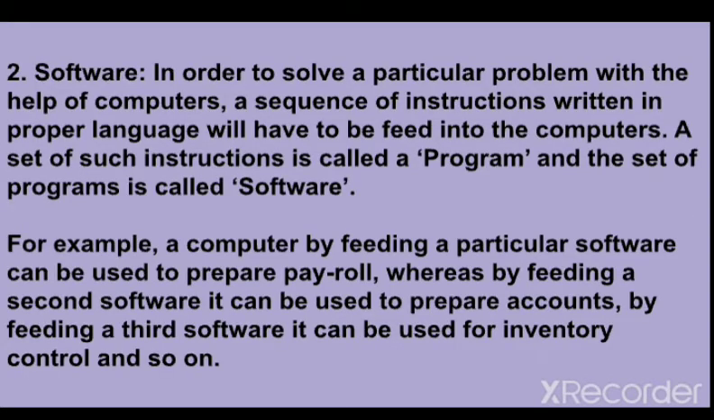And software is this: in order to solve a particular problem with the help of computers, a sequence of instructions written in a proper language will have to be fed into the computer. A set of such instructions is called a program, and the set of programs is known as software. For example, by feeding a particular software a computer can be used to prepare payroll, that is, how to pay the employees, whereas by feeding a second software it can be used to prepare accounts. By feeding a third software it can be used for inventory control, and like this all the activities of accounting can be done with the help of different software. So a set of instructions is a program and a set of programs is known as software.